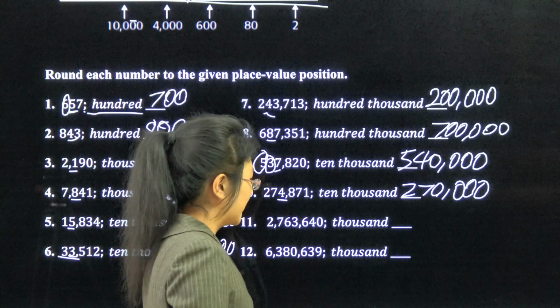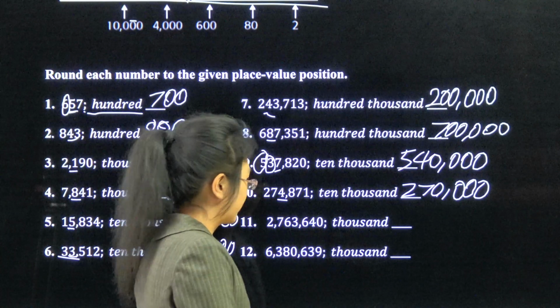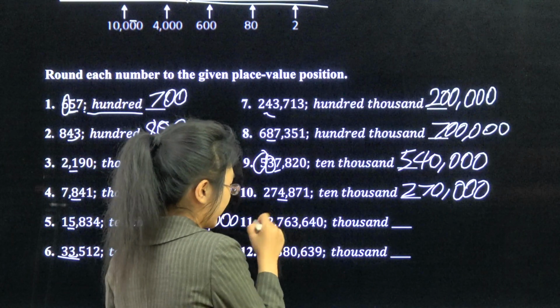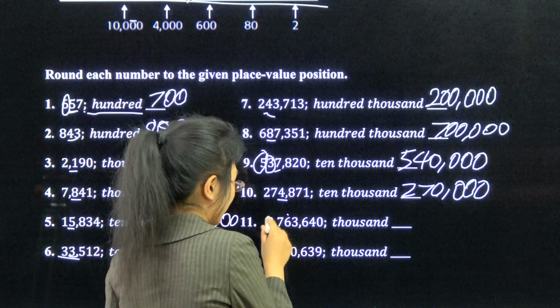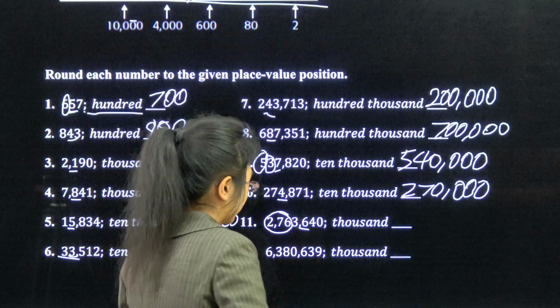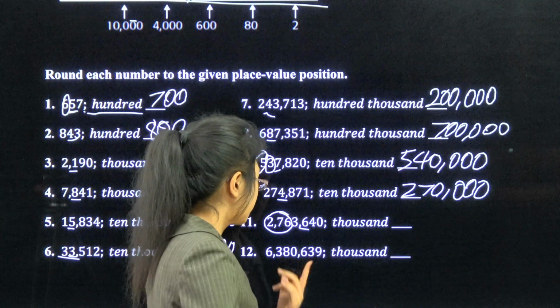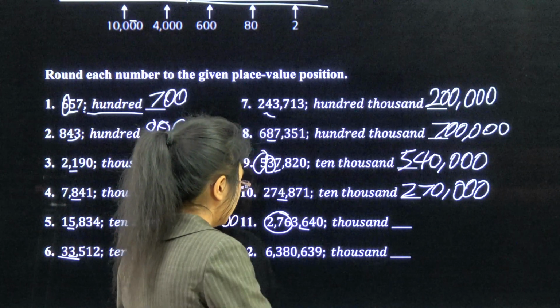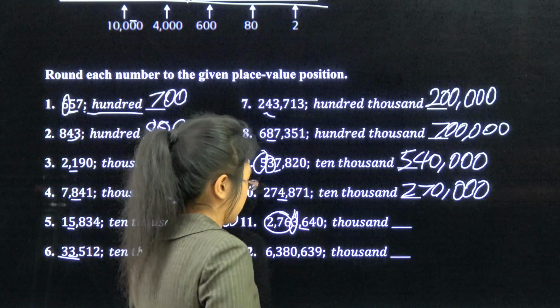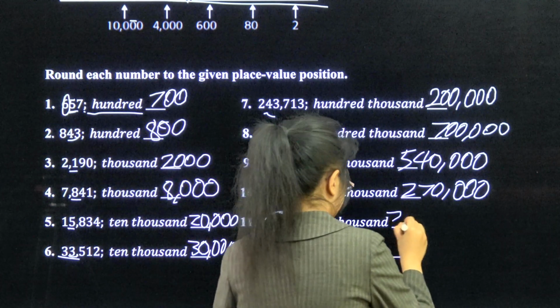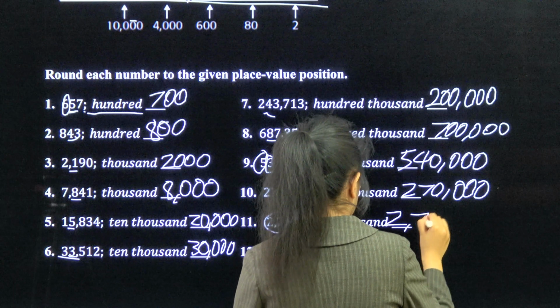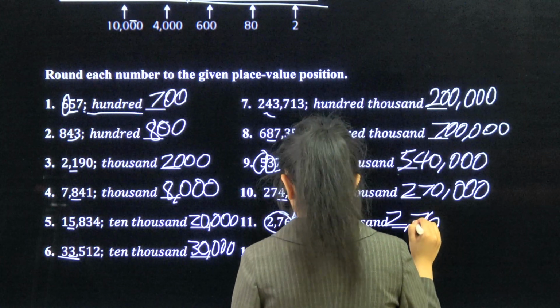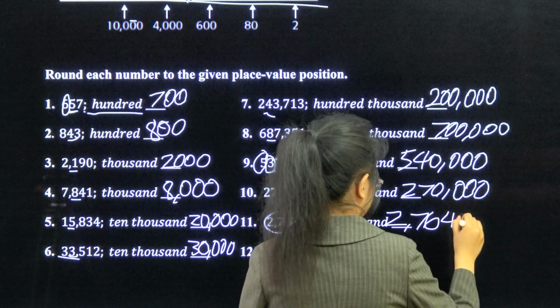Now we have the millions place, but we're rounding to the thousands. So we're not going to actually look at anything over here, but we're just going to look at the hundreds place. So the hundreds place is a 6, which means that we'll be rounding up. Well, we're going to round the thousands up. So it'd be 2,764,000.